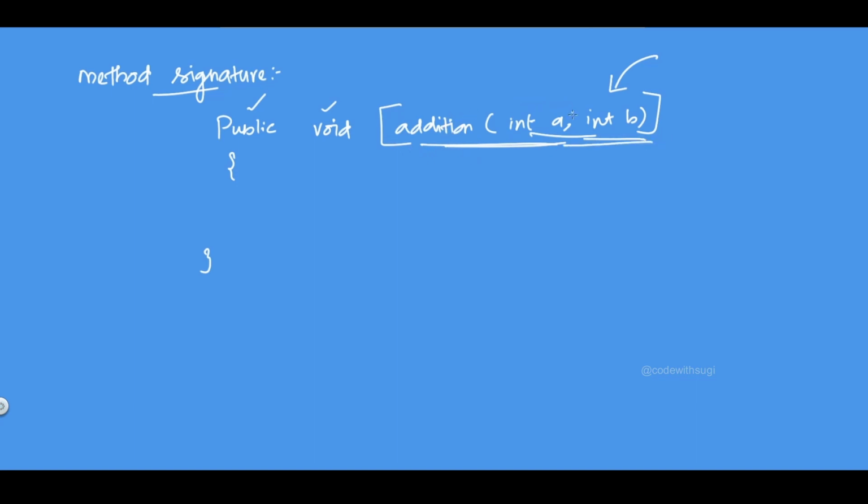Based on this signature only, the compiler will understand whether this method is available in the same class. All those decisions the compiler will take based on this method signature only. So whenever we say method signature, immediately you have to understand that they are specifying the method name as well as the argument list. So this is called the method signature.